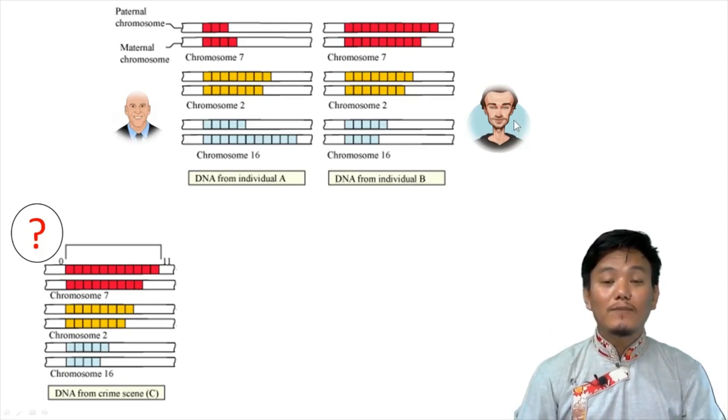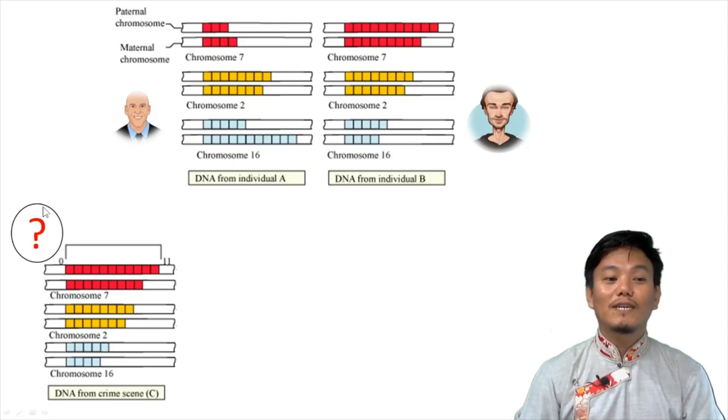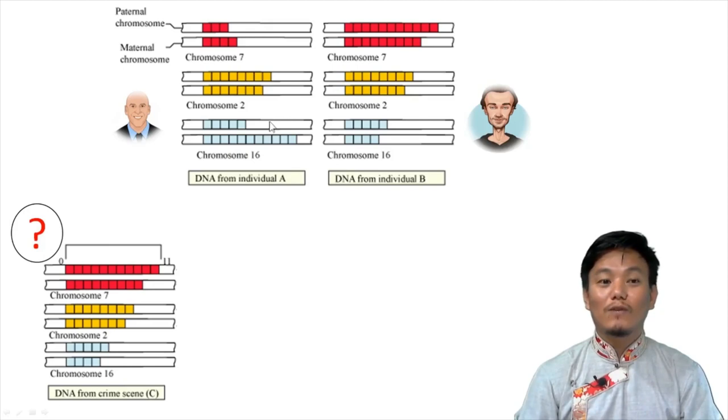And at the crime site, the criminal has left a biological sample or DNA sample over there. And now the investigator is using this particular DNA sample to create a DNA profile, and by using the DNA fingerprinting method, he wants to solve the crime. He wants to figure out who the criminal is, right?